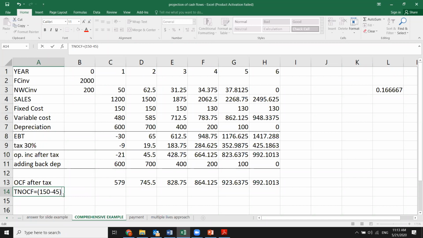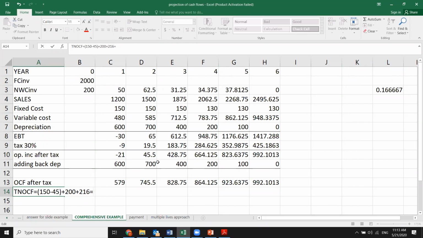Then I have to add here 200, that net working capital investment. Initially it was 200, and every year there is an addition to it. We have to take that into consideration. So we're going to add them all, which is 260 as a cumulative. If you sum it up, you're going to come up with approximately 260.